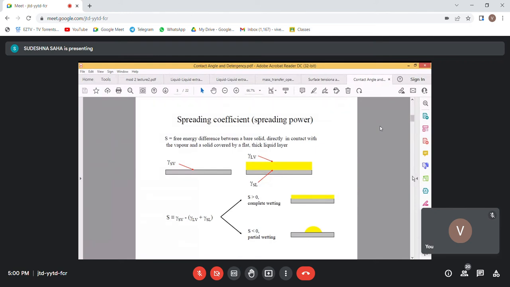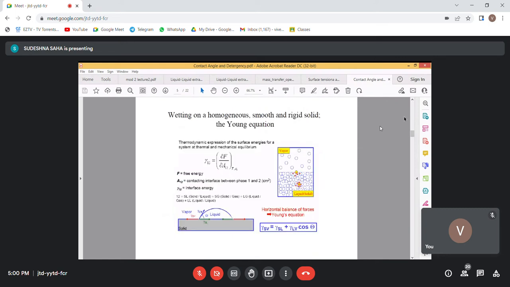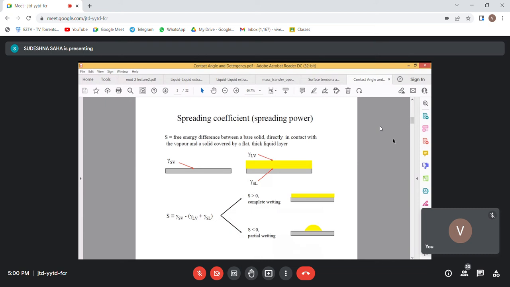So before going to contact angle, we will go to spreading coefficient. Spreading coefficient, or spreading power, is something like this: suppose, as in the example of paint being applied on the surface of a wall, if the coating doesn't spread well, if it is very thick, you cannot paint this wall, right? Although we unknowingly use that term a lot, spreading means the free energy difference between a bare solid directly in contact with the vapor and the solid covered by a flat, thick layer. That is nothing but the spreading coefficient.